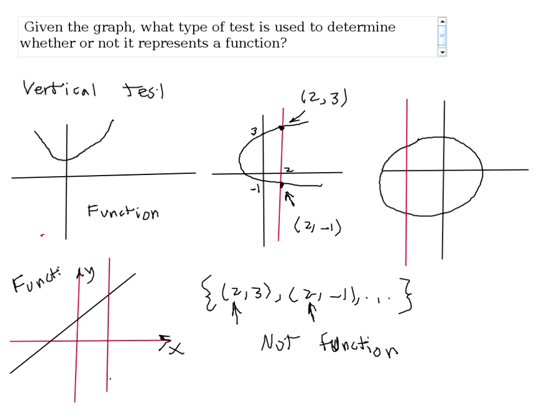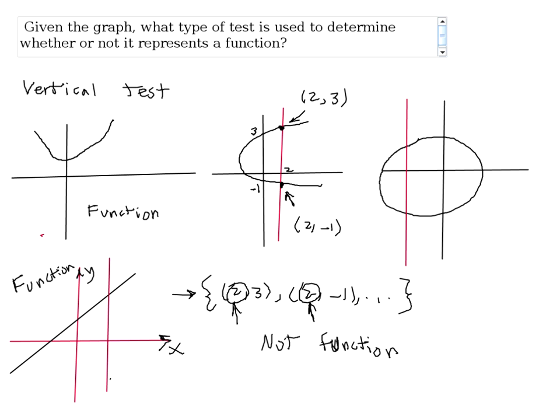If you do have a graph in front of you, you can use the vertical test to see whether it's a function or not. If you have ordered pairs only, then you're going to make sure that none of these ordered pairs share the same x value. What happens if they share the same y value? If they share the y value, it means the points would be right next to each other, right? Then it would violate the horizontal test.